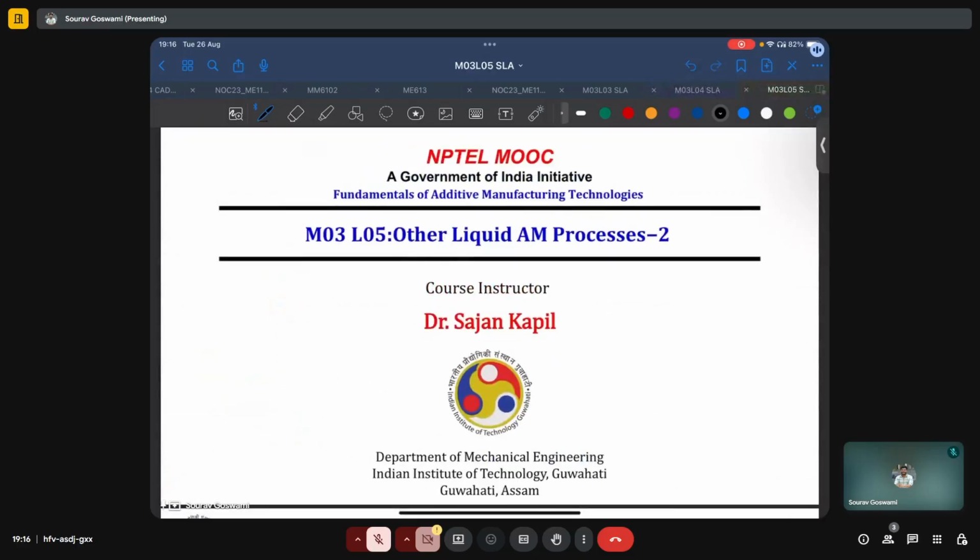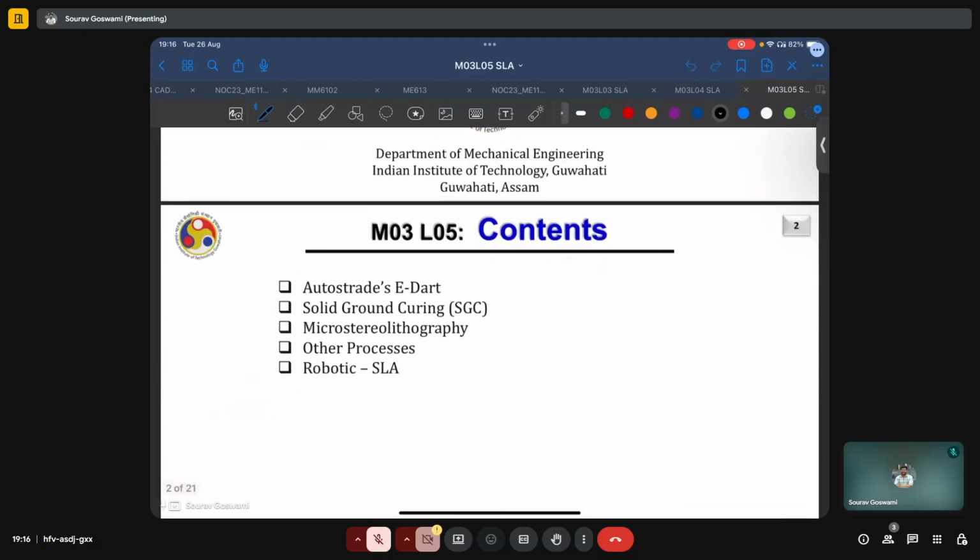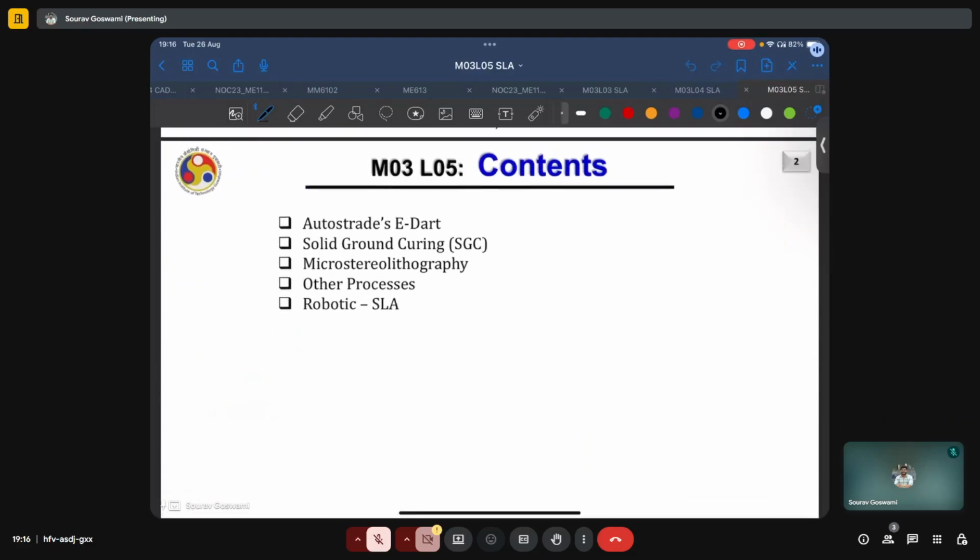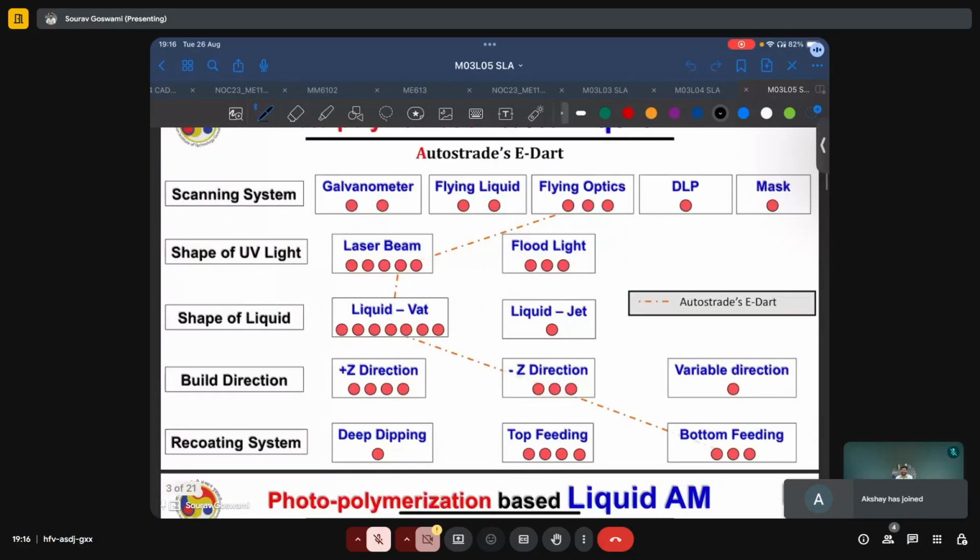The final set of slides for this week deal with some other liquid AM processes, those being AutoStrad's EDART, solid ground curing, microstereolithography, robotic SLA, and a few other processes.